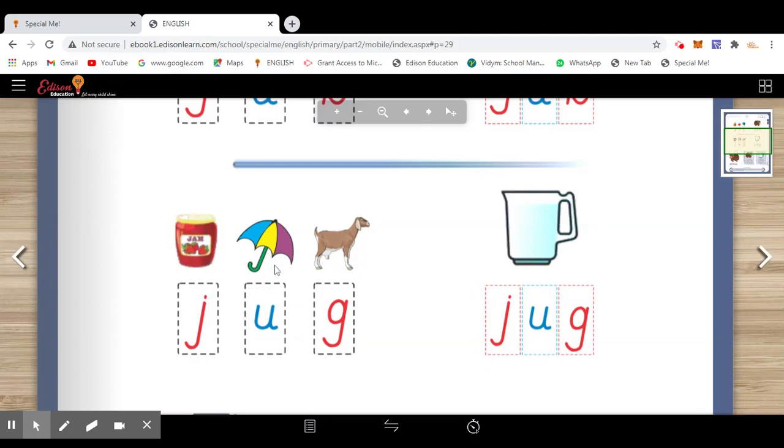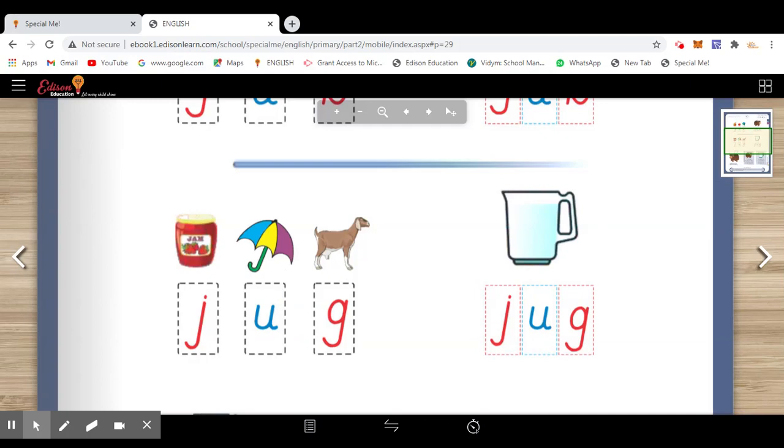Now look at the next picture. What is this? This is an umbrella. And from which letter does it start? It starts with letter U. And the phonic sound is U. U, umbrella. Next, which animal is this?